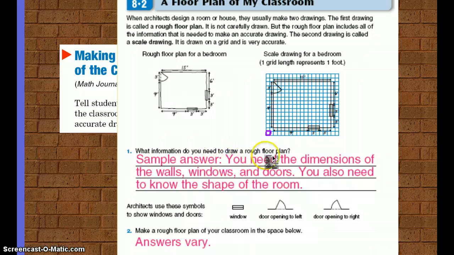What information do you need to draw a rough floor plan? Well, you're going to need the dimensions of the walls, the windows, and the doors. And you'll also need to know the shape of the room. For instance, is it rectangular? And if it is, what are those measurements that make it a rectangle?